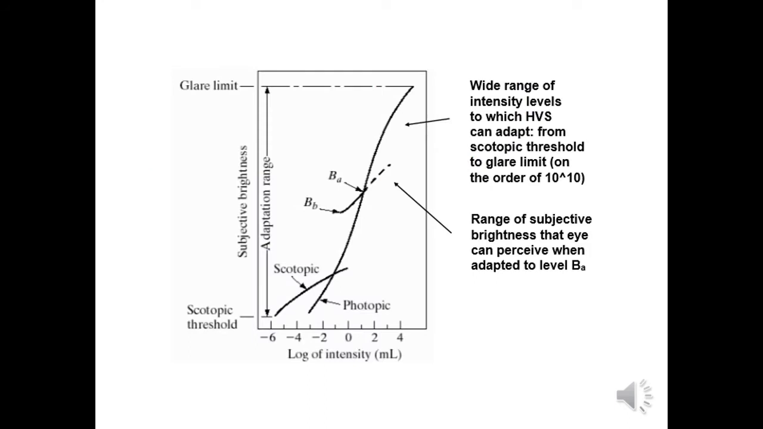Let us understand this from this particular diagram. It shows the variation of the log of intensity to the subjective brightness. Here you can see the intensity level, and here the subjective brightness. If we start from left to right, the intensity level is low, and as we move towards the right, the intensity level increases. At this particular point the intensity level is very low, while at this point the intensity level is very high.